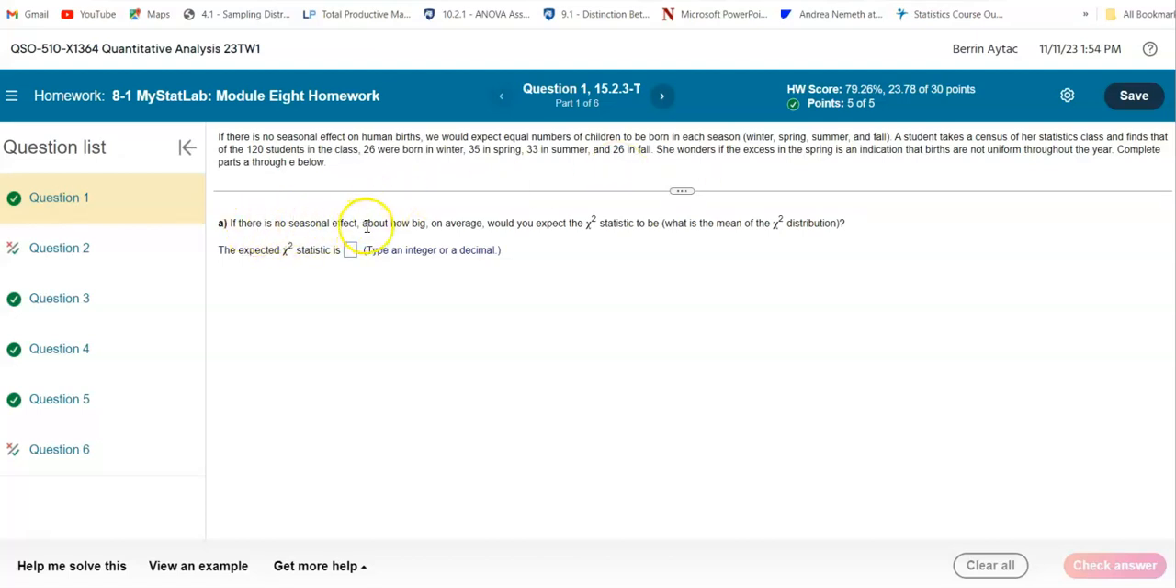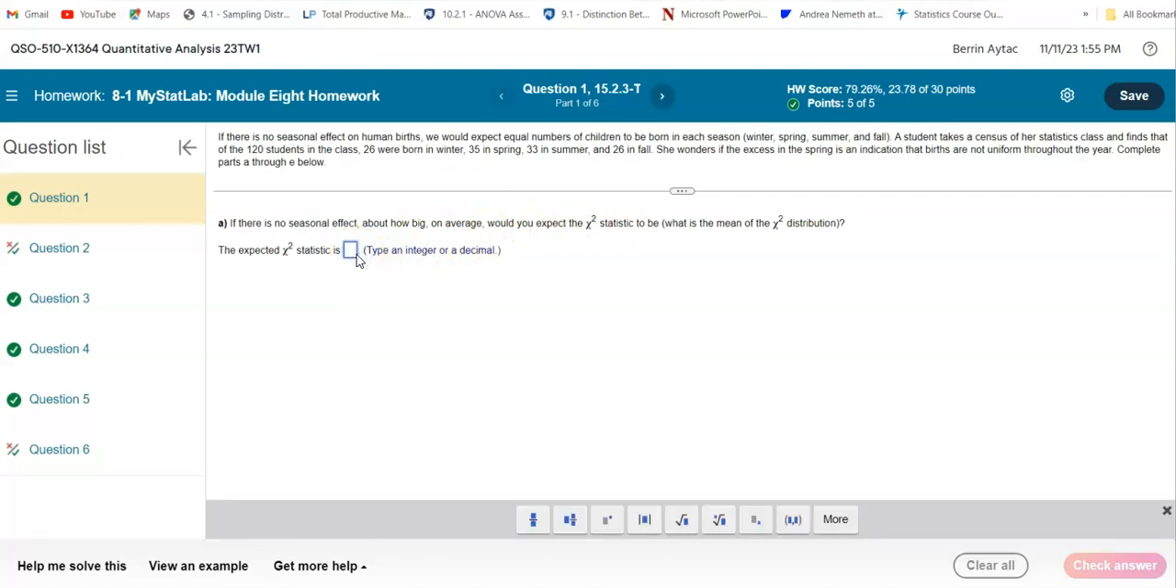So if there is no seasonal effect, if the condition of indifference holds, if the null hypothesis is true, about how big on average would you expect the chi-square statistic to be? The expected chi-square statistic, if you remember, equals the degrees of freedom, which is the number of categories minus 1. So in this case, it is 4 minus 1, which is 3. The expected chi-square statistic is 3.